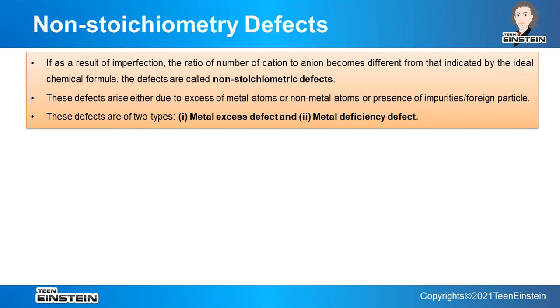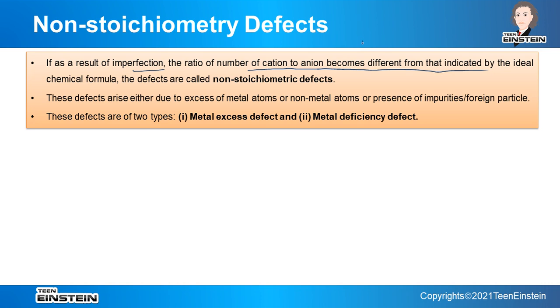So under stoichiometry defect, we have seen four types: vacancy, interstitial, Schottky, and Frenkel. Now we will start non-stoichiometric defect. In non-stoichiometric defect, obviously the stoichiometry will not be maintained. If as a result of this imperfection, the ratio of number of cations to anions becomes different from that indicated by their ideal chemical formula, the defects are called non-stoichiometry.